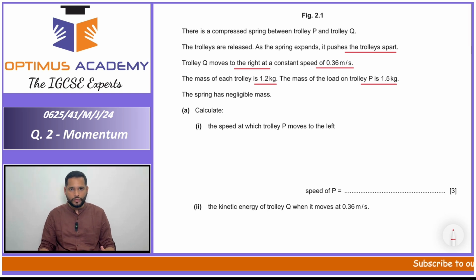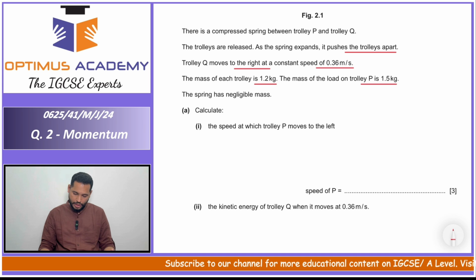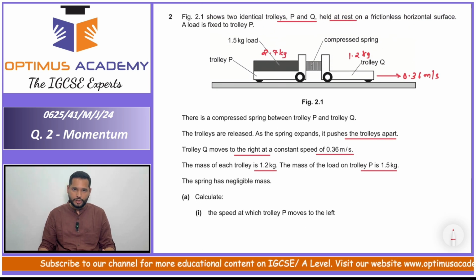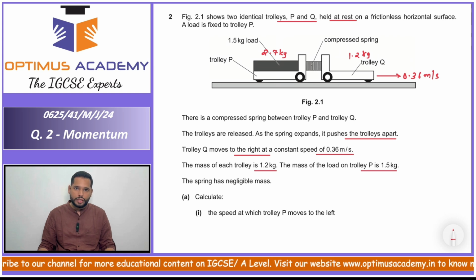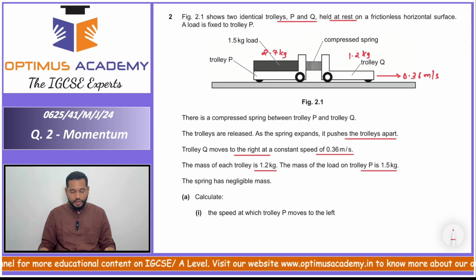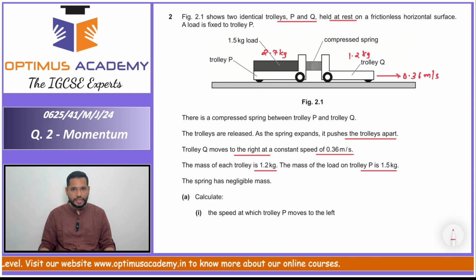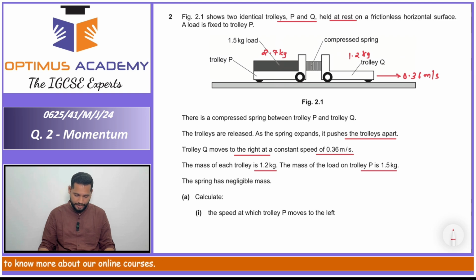Now what we have to understand over here is we are going to use the formula for conservation of momentum. That is, total momentum before collision is equal to total momentum after collision. As you can see in the diagram, initially both the trolleys are held by the spring together, meaning their initial momentum is going to be 0. After the spring expands, one trolley, that is Q, is moving towards the right and trolley P is moving towards the left. So their velocities are opposite to each other, and because of that, one will be marked as positive and another will be marked as negative.